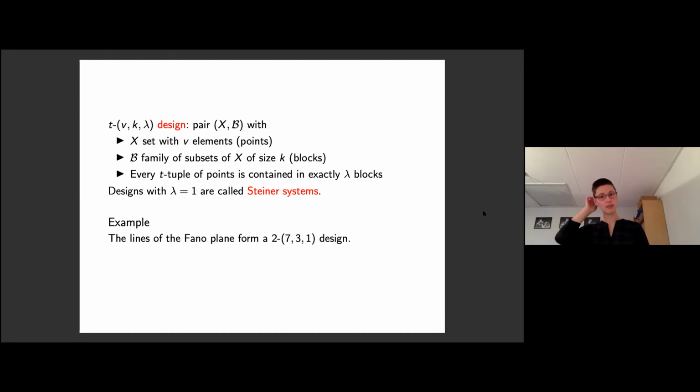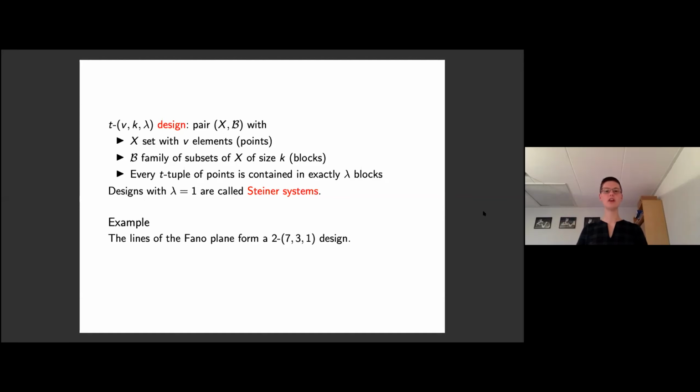Designs where lambda is equal to 1, they are special and we call them Steiner systems. Because then you can say that every t-tuple of points is contained in exactly one block. And it turns out that this is a lot harder than saying that they are in multiple blocks.